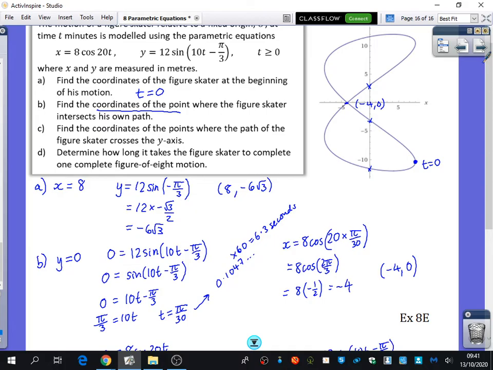So finally, we've done A, B, and C. D says, determine how long it takes the figure skater to complete one complete figure of 8 motion. So there's a few different ways that you could do this.